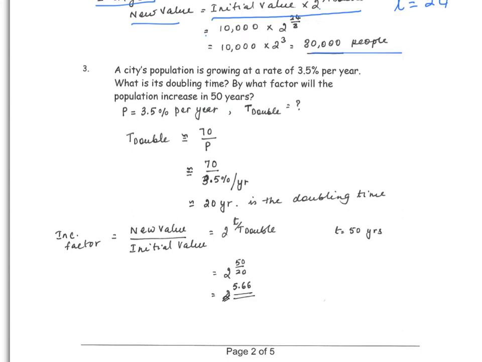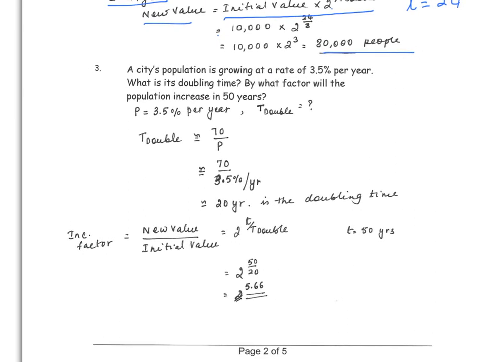Here again, similar situation, exponential growth of 3.5% every year. So that is the exponential growth factor. What is the doubling time is the question. So here we are trying to figure out the doubling time. And then the next question is, by what factor will the population increase in 50 years? So let's answer the first part of the question.